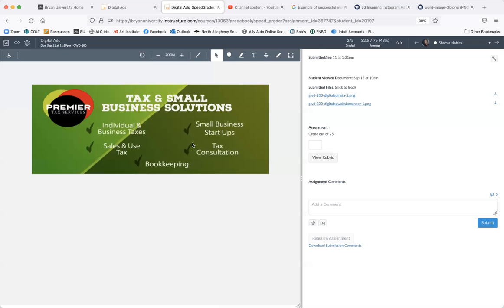And then I would say on the bottom here, because it's not really aligned well, you have this all centered and then you just have the logo up here. I would make the logo a little smaller and center it down here. And then I would try to get all of these on one line, so individual and business taxes would be all one line. Sales and use tax, all in one line. Business, all one line. And just have it going across here, aligned together instead of broken up like this. I think it might be easier to follow.